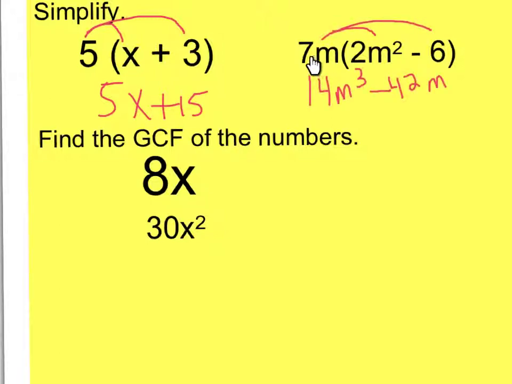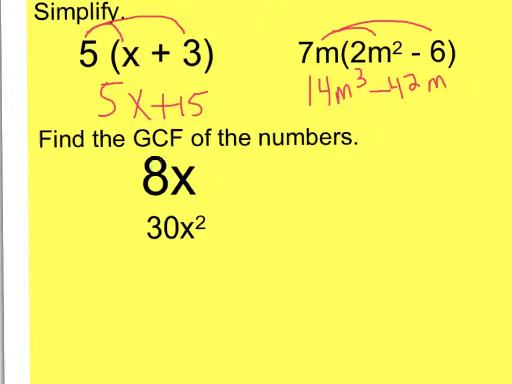And if we do the same thing, we do 7m multiplied to 2m squared. That gives us 14m cubed, minus 7 times 6 is 42m. Again, in this video, they'll give us this expression, and we have to make it into this. So we're taking an addition or subtraction problem, and now we're going to make it into a multiplication problem.